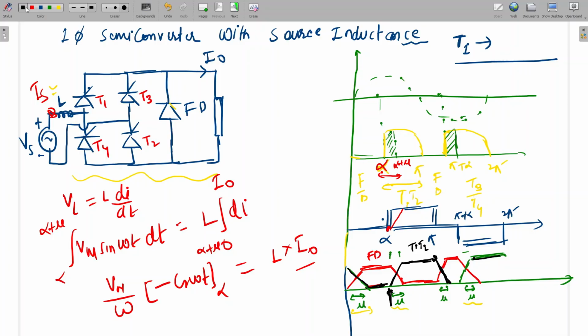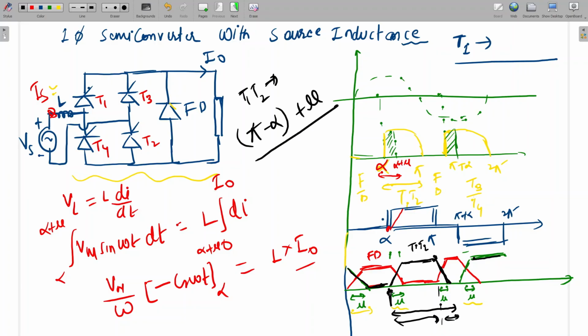So T1 T2 will conduct for how much degree? Can anyone reply now? It's visible, na? Here to here, how much will be the angle? Already we have calculated: here to here is pi minus alpha, and this extra is mu. Sir, pi plus mu minus alpha. Okay, pi minus alpha, already we have plus mu.